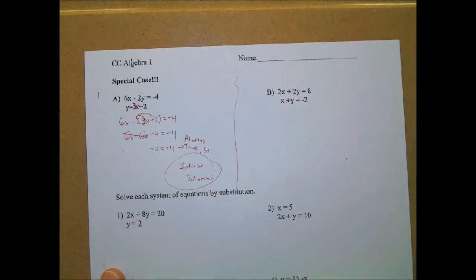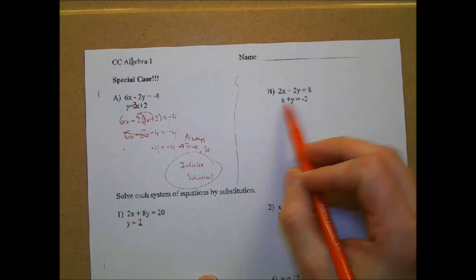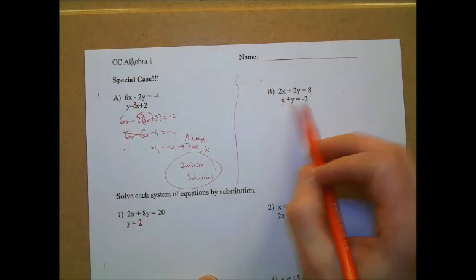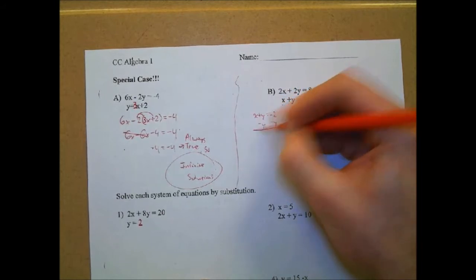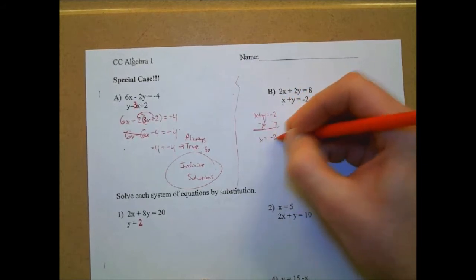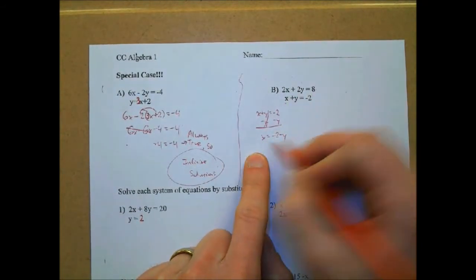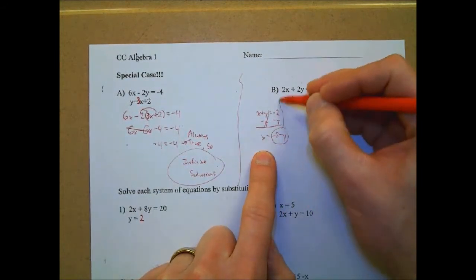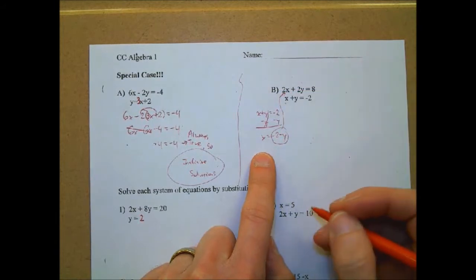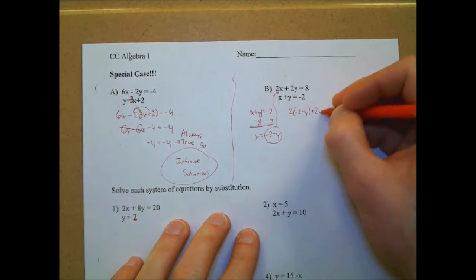Okay, now let's try this next one. Is the next one ready for substitution? No. So let's pick a variable to solve for. Let's solve this bottom equation for x. We'll just subtract y from both sides, make it easy on ourselves. So I subtract y, and I get x equals -2 minus y. I took this equation and solved it for x. Now I'm going to plug it in for the x right there. 2 parentheses, -2 minus y, plus 2y equals 8.